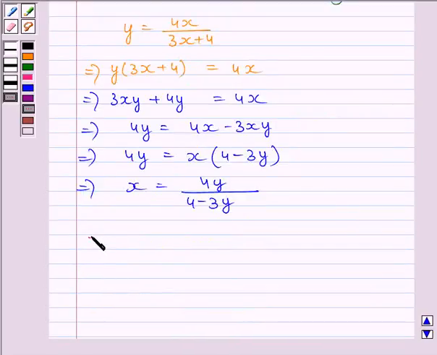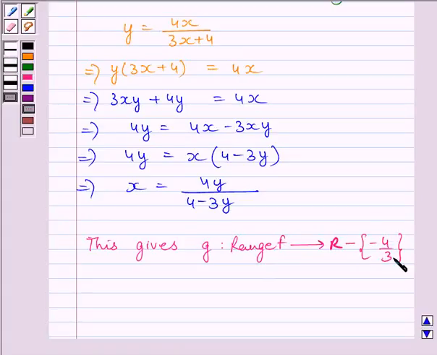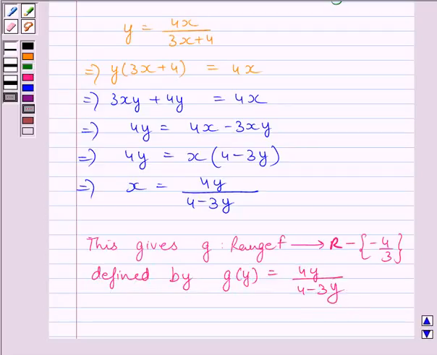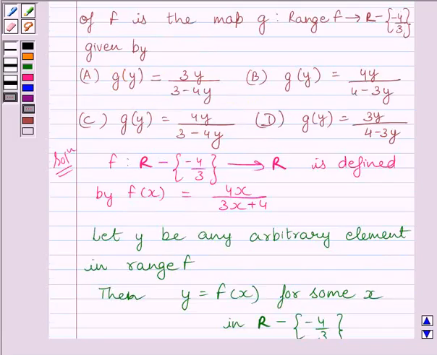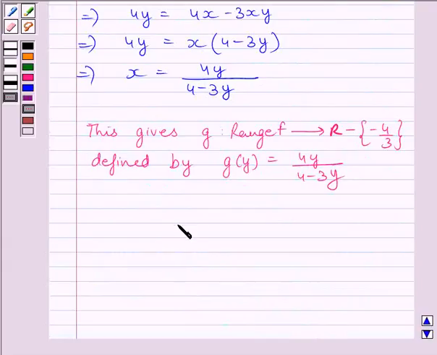Now this gives the function g from range f to R minus {-4/3}, and it is defined by g(y) = 4y/(4-3y). So the required inverse of function f is given by g(y) equal to 4y/(4-3y). So our required answer is b. B is the correct answer.